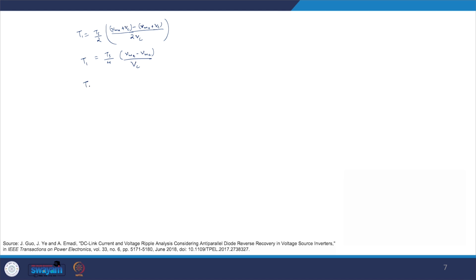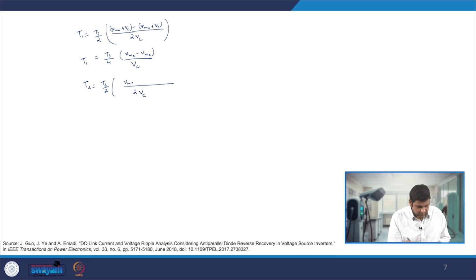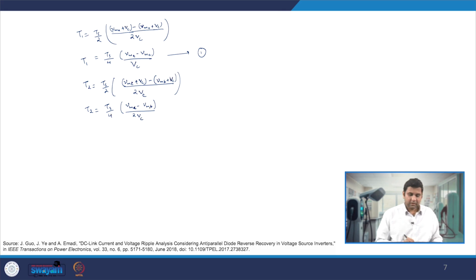Similarly, for the T2 value we can say Vmc plus Vc minus Vmb plus Vc, and this will give, let us define this as equation 1, Ts by 4 times Vmc minus Vmb by 2 Vc, and let us define this as equation number 2.